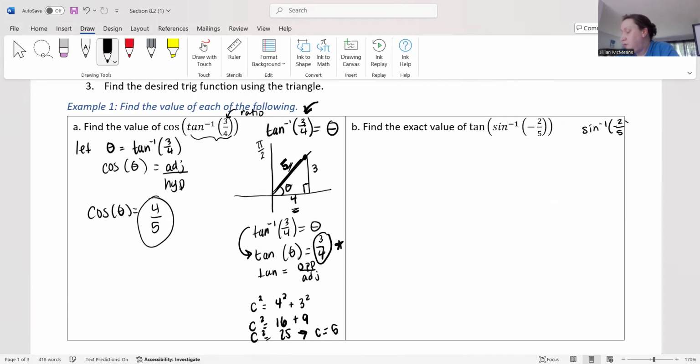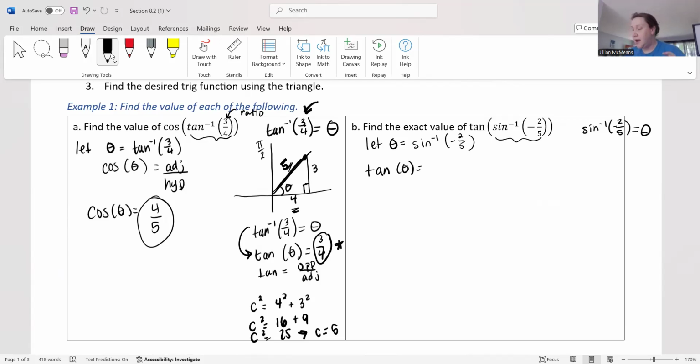of -2/5 is going to have some output that is some angle theta, okay? Because I know that inverse trig functions have an input that is a ratio and they have an output that is an angle. So if I rethink this whole thing and say, let's let theta equal this inverse sine of -2/5, then if I can figure out what that theta is, I can essentially just evaluate tan of theta. So we got some work to do.